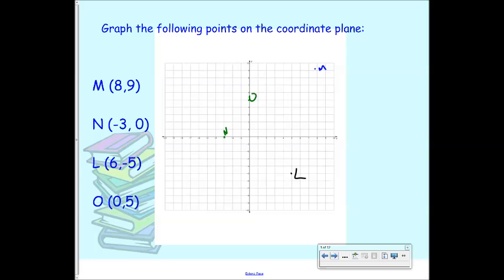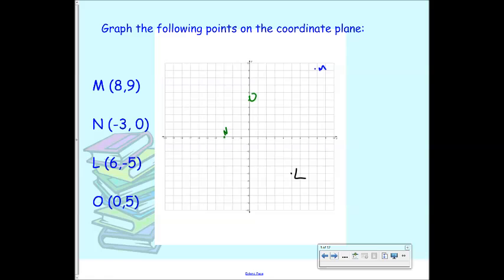Good. Okay, so which of these do you think tends to be the ones that trip people up the most? What letters trip people up the most? N and O. Why do N and O trip people up? What do they have in common? They have a 0 in them. And for some reason, when there's zeros in them, people lose their minds and forget what to do. Always remember this is your X, so that's what you do first. You go over first, all right?